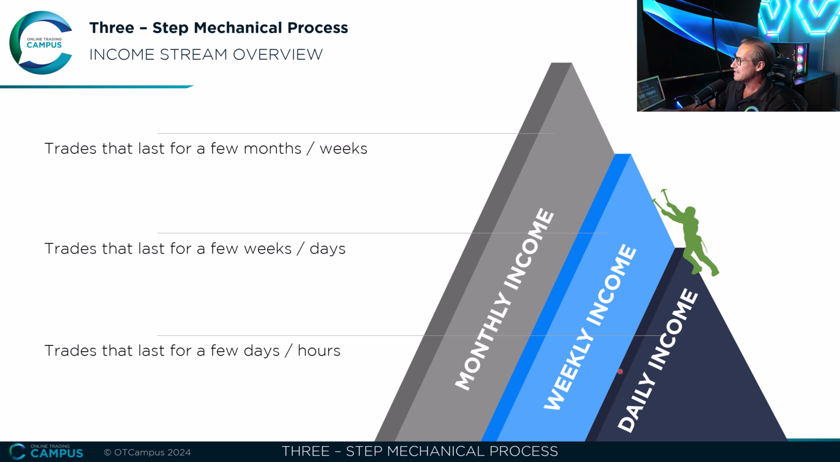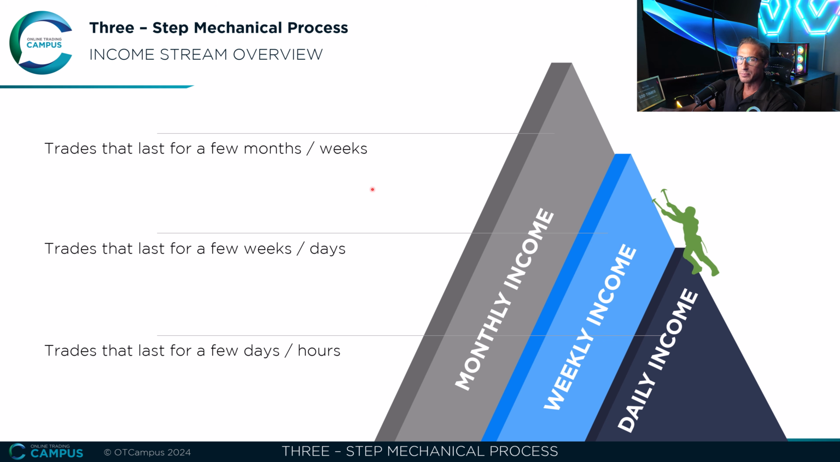So we have daily income, which you could compare to day trading. So this is basically for trades that last for a few days or hours. Then you have weekly income. So I'm a big fan, obviously. As you know me, I'm a swing trader. So weekly income and also kind of monthly income in a way is for me swing trading. So trades that last for a few weeks or days, or trades that last for a few months or weeks.